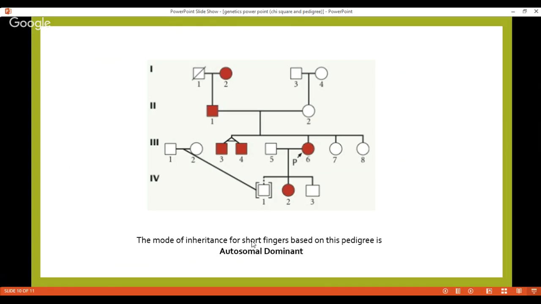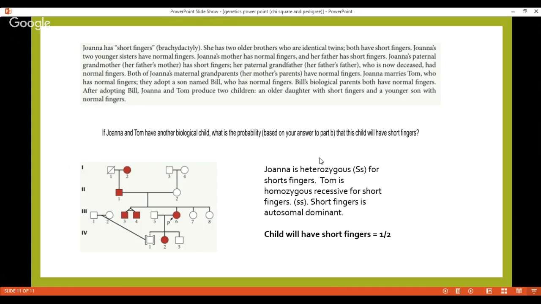We can see that this is autosomal dominant because it appears in both sexes equally, with equal frequencies, and there is no skip in the generation. So this child is adopted. These are Joanna and Tom's other 2 children, a girl with short fingers, a boy without short fingers. They were to have a third child. What is the probability that they will have short fingers?